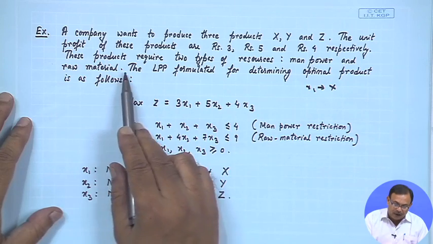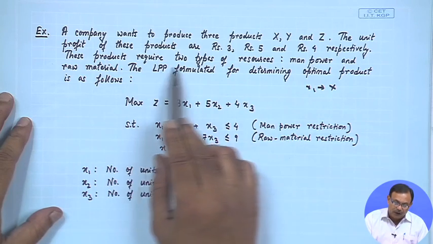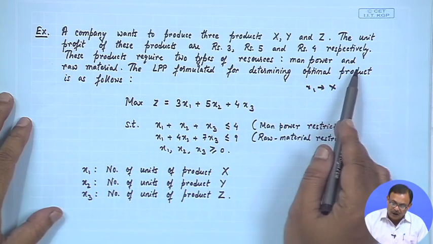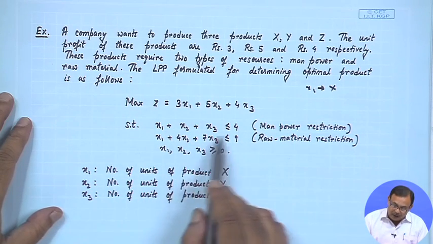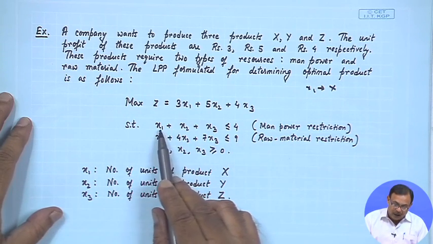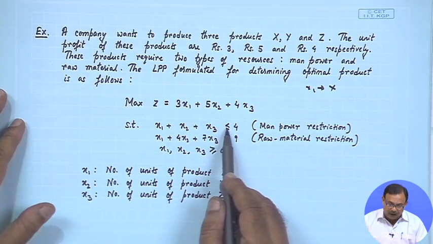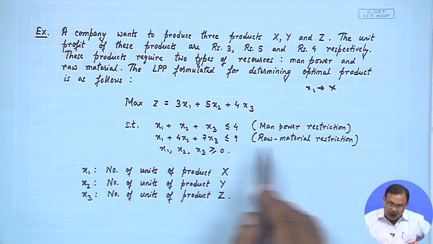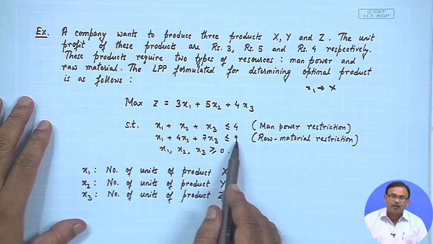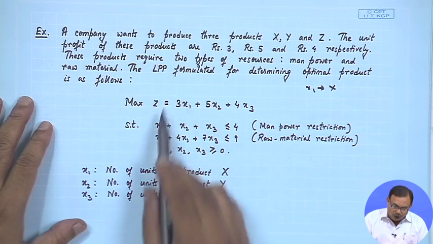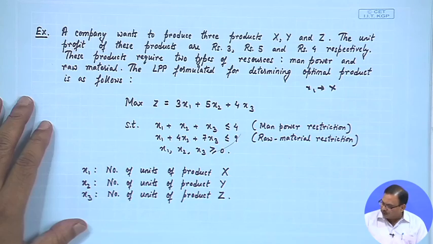These products require 2 types of resources, manpower and raw material. What is the manpower restriction? I am saying x1 plus x2 plus x3 is less than or equal to 4, and the raw material restriction is x1 plus 4x2 plus 7x3 less than or equal to 9. So, my problem is this one.